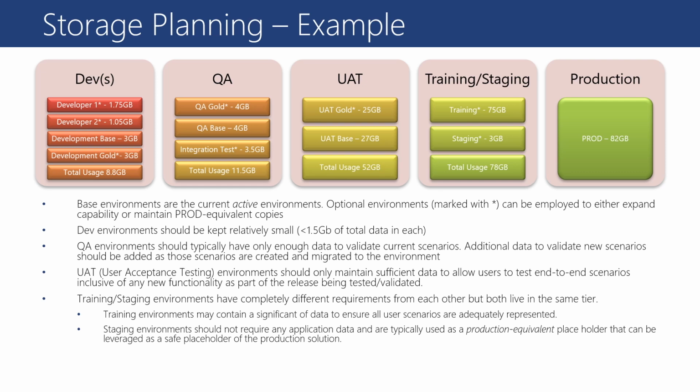QA environments should only have enough data to validate current scenarios, and then if you have new scenarios, you can add data to them. User acceptance testing environments should only maintain sufficient data to allow users to test end-to-end scenarios, inclusive of any functionality. And training and staging environments, while completely different and having different requirements, kind of live in the same tier. But training environments may contain a lot of data, so you want to ensure that you can address all user scenarios.